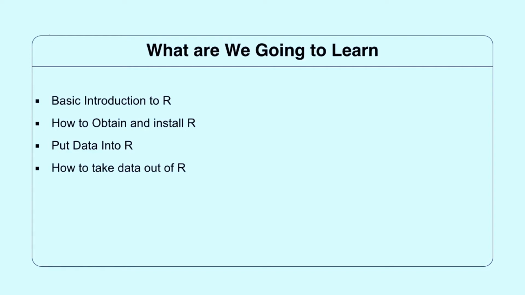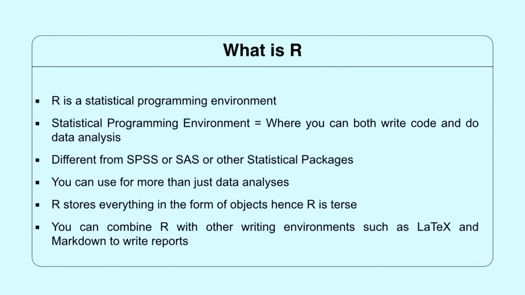So the first question, of course, that comes to anybody's mind is this: what is R and why should we use R? Because there are so many other different software that are available for data analysis. So what is special about R, and why are we going to use R for that matter? The first thing that's very important to know about R is this: that R is a statistical programming environment, and this is a very important phrase to remember.